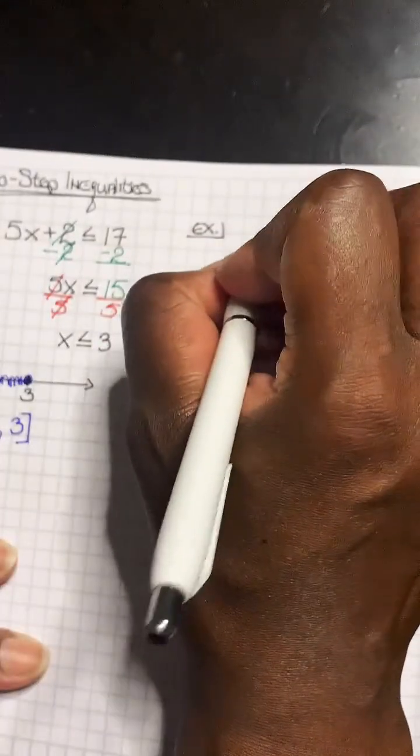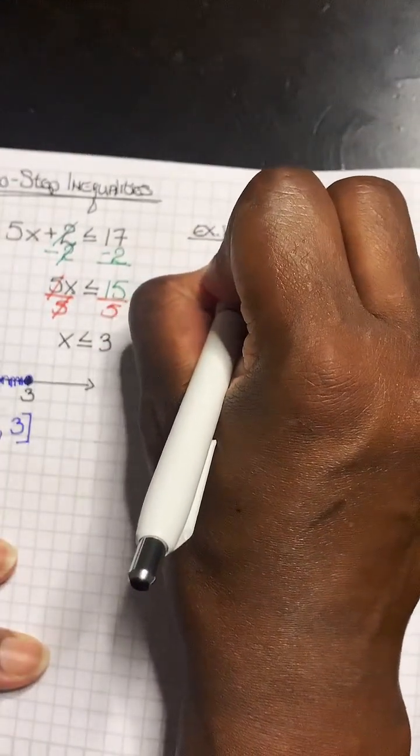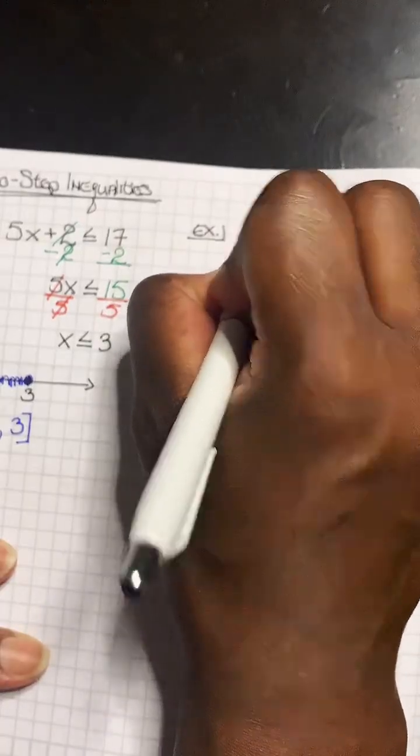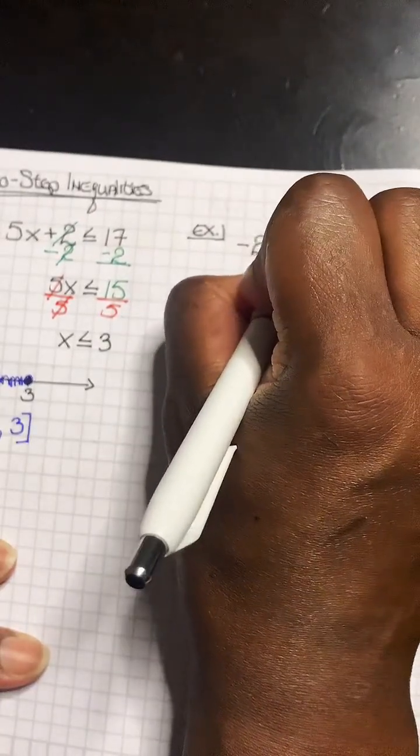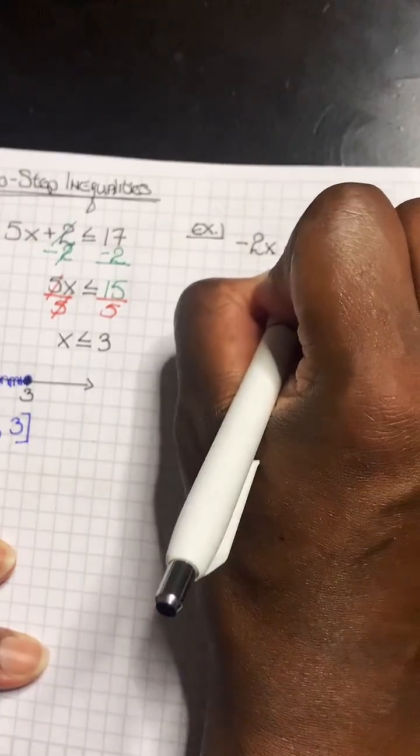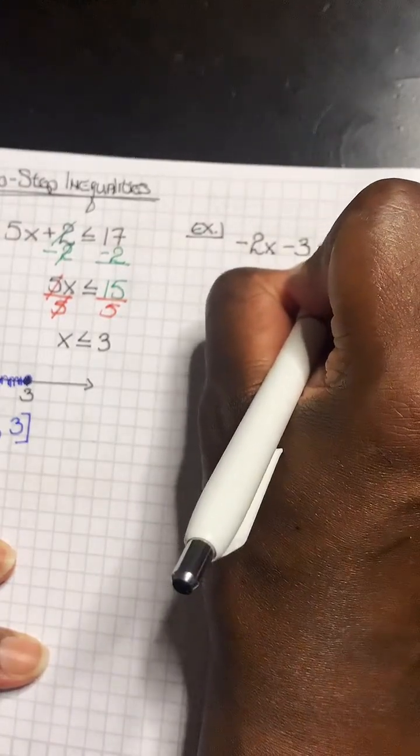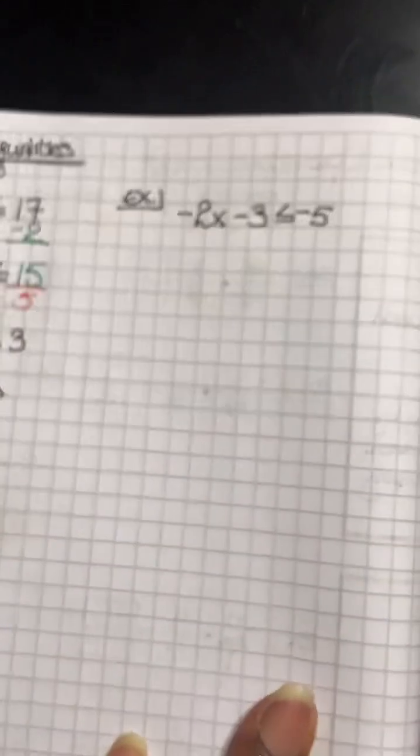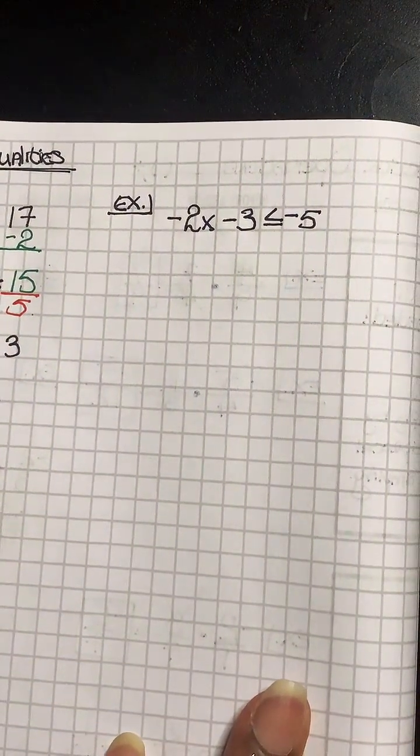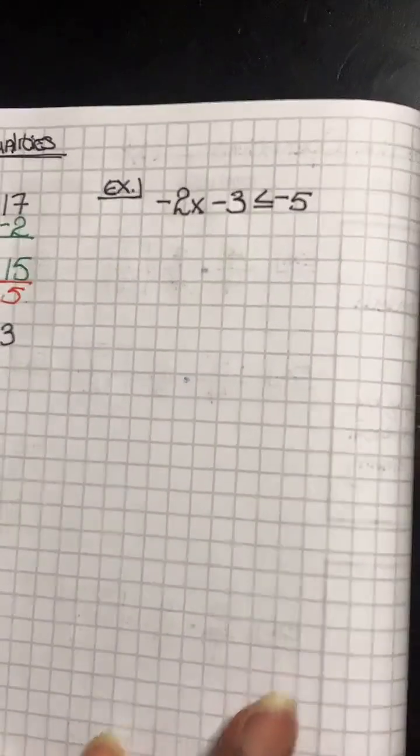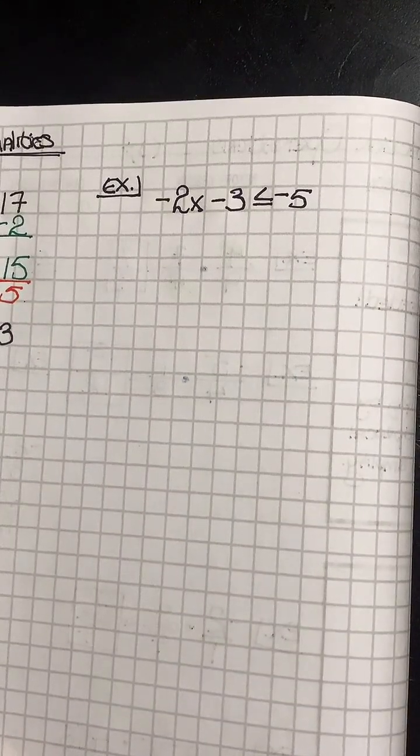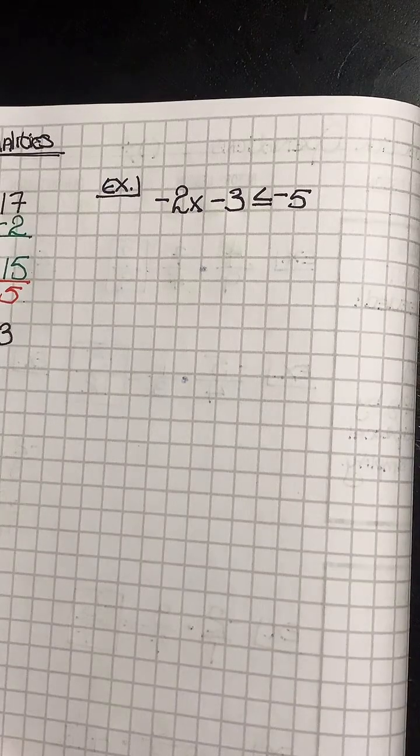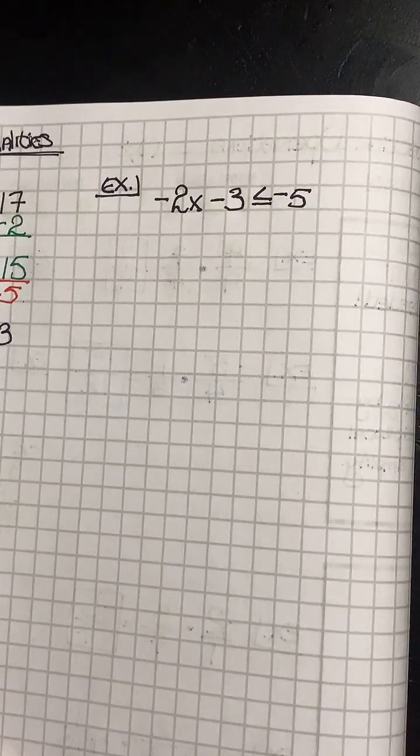All right, let's try this one. So we have negative 2x minus 3 is less than or equal to negative 5. Okay, let me zoom in a little bit. All right. So we have negative 2x minus 3 is less than or equal to negative 5.